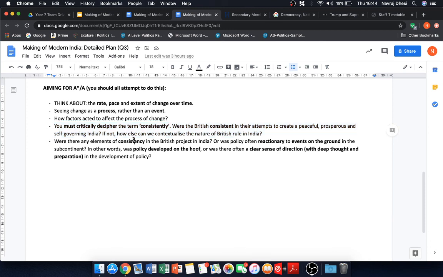Were there any elements of consistency in the British project in India, or was policy often reactionary to events on the ground in the subcontinent? In other words, was policy developed on the hoof, which means without preparation or without thought, or was there often a clear sense of direction in the development of policy?